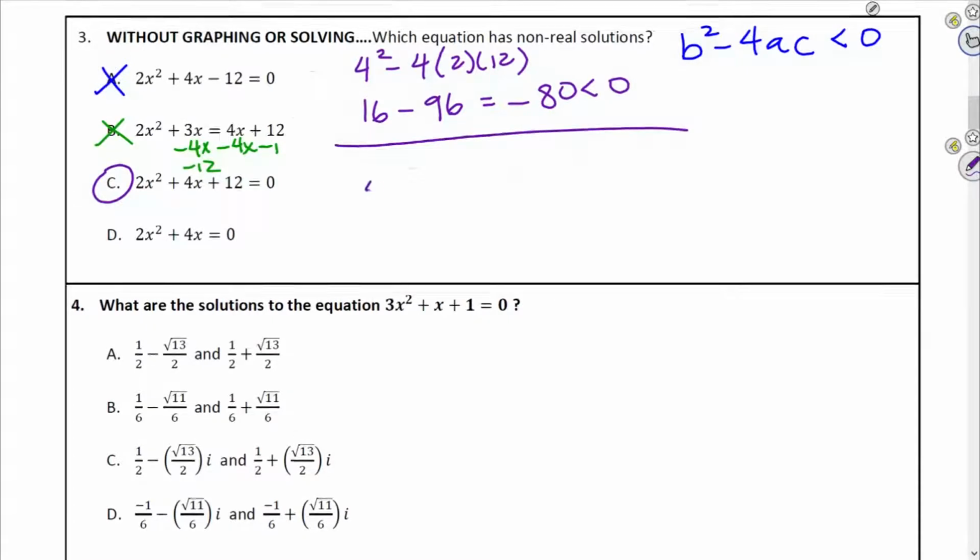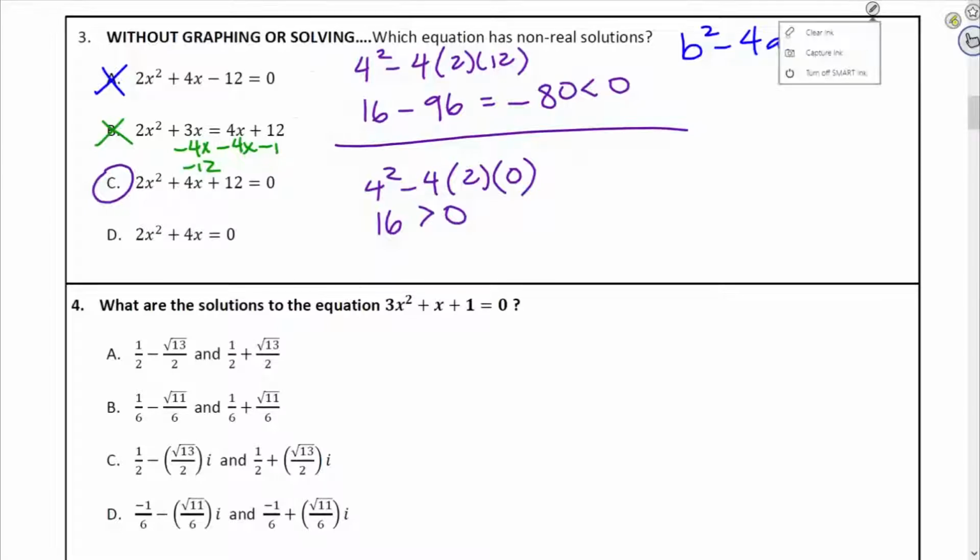For D, it'd be 4 squared minus 4 times a times c. c is the constant term, and there is no c, so it's 0. So you get 4 times 2 times 0, and you get 16 minus 0 is 16, which is bigger than 0. So that one will also give you real solutions.